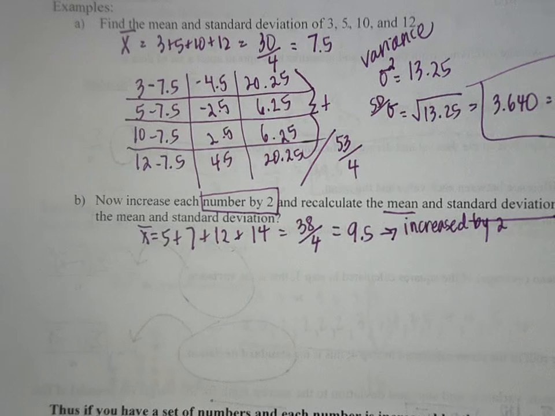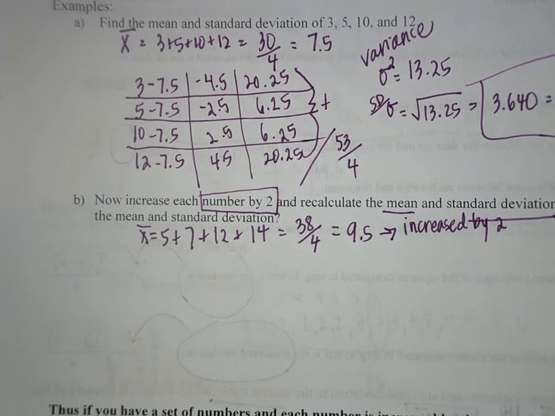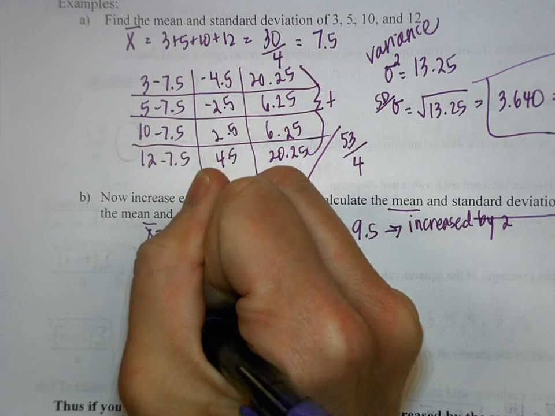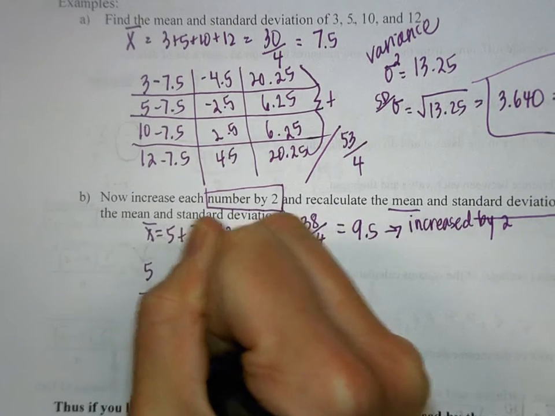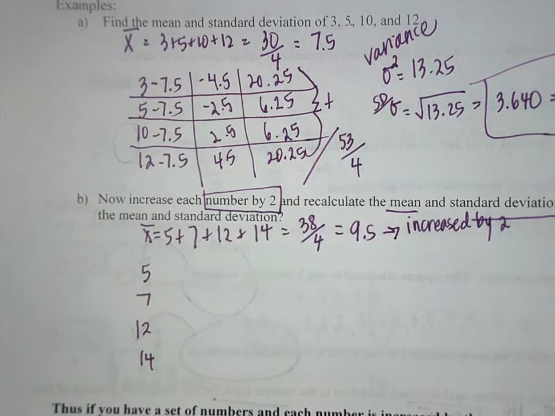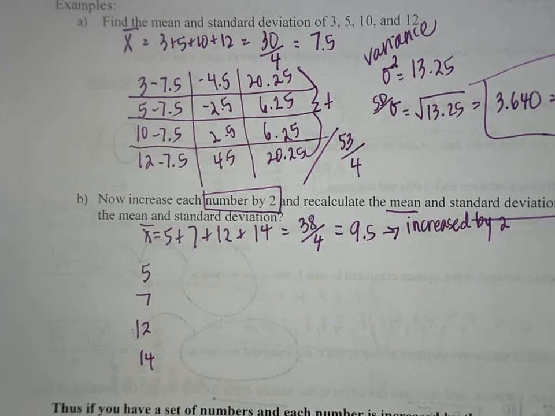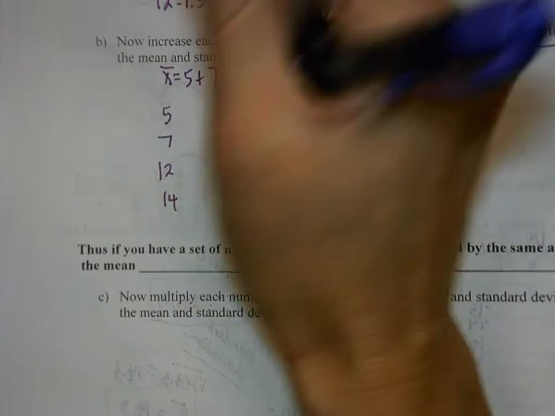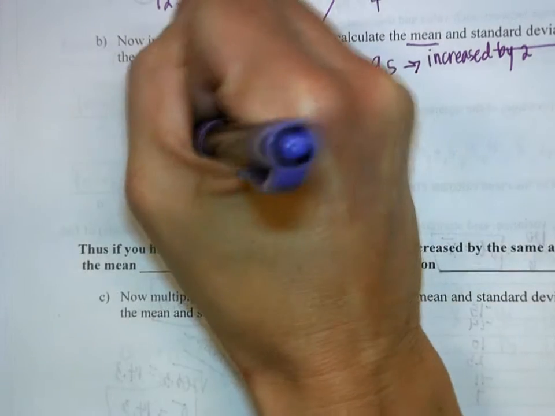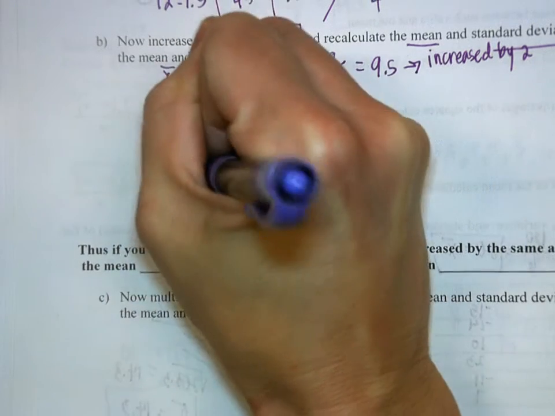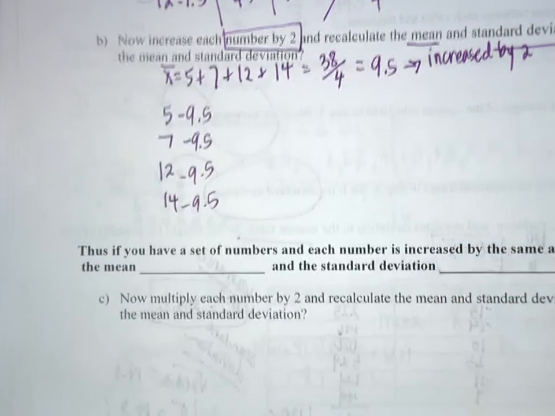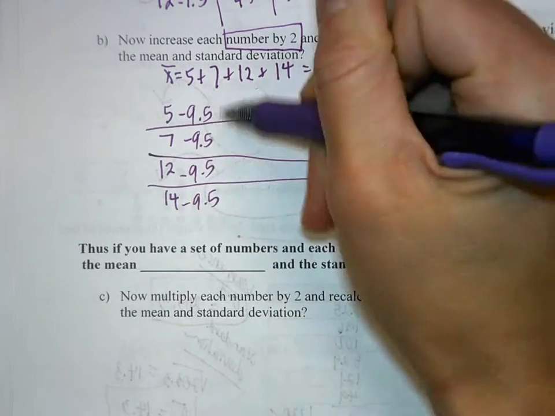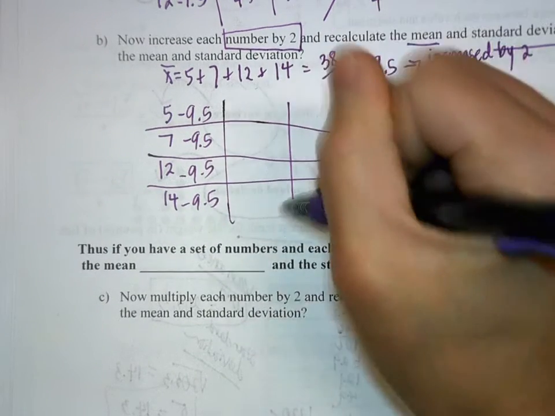So let's see what happens with the variance and the standard deviation. Okay. So I'm writing down each of my numbers again. So we have 5, 7, 12, 14. And then what do I do with that information? Good. Subtract the mean. So subtract 9.5 from each of those numbers. So I just write minus 9.5. Again, if you want to make this into a chart so it's more organized, hopefully you can write straighter lines than me if you want that.